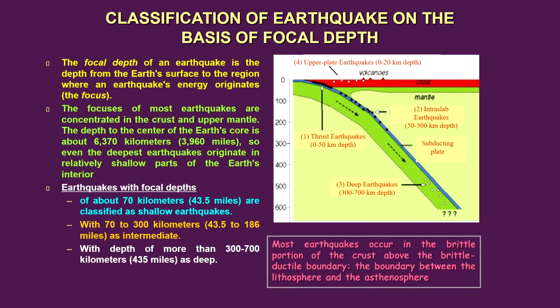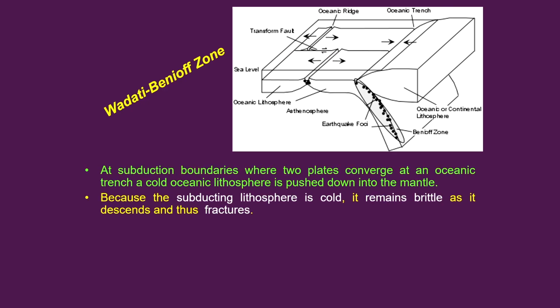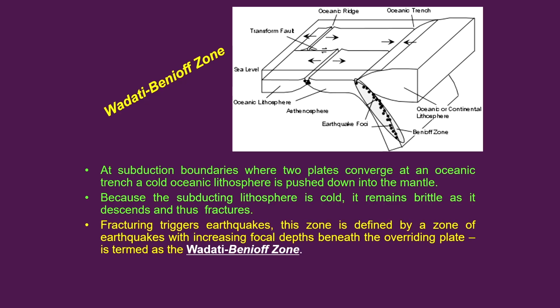Mostly these earthquakes occur along the brittle-ductile boundary, that is, the lithosphere and the asthenosphere. This was the concept which came up, and based on it the subduction zone earthquakes were categorized in terms of depth. That is what we call the Benioff zone, later termed the Wadati-Benioff zone, which shows the occurrence of earthquakes in this portion.